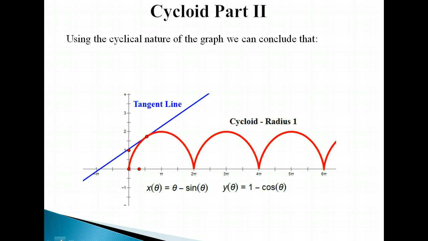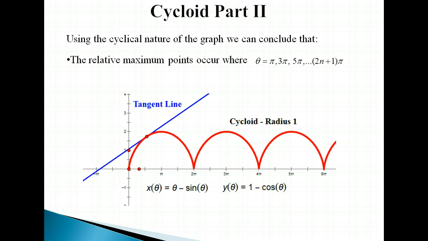Okay, so using the cyclical nature of the graph, we can conclude that the relative maximum points occur where theta equals pi, 3 pi, 5 pi, or (2n plus 1) pi. The minimum points are going to occur at 0, 2 pi, 4 pi, all the way up to 2n pi.